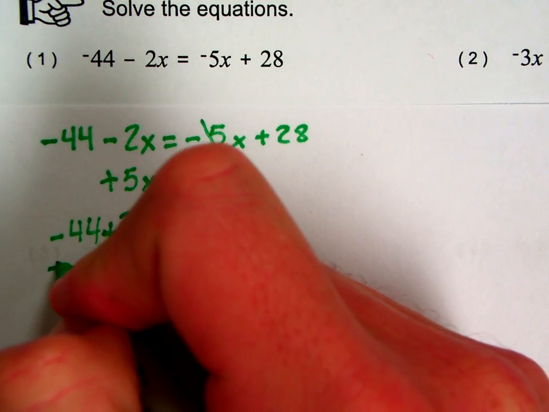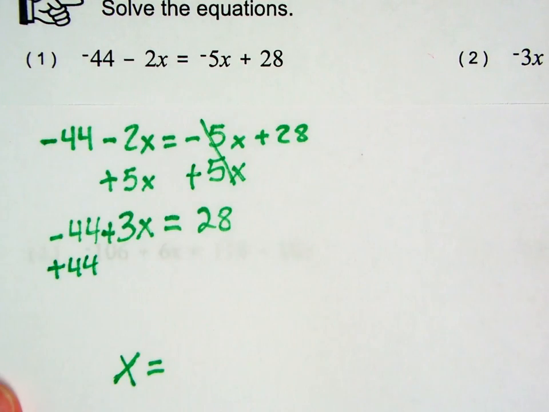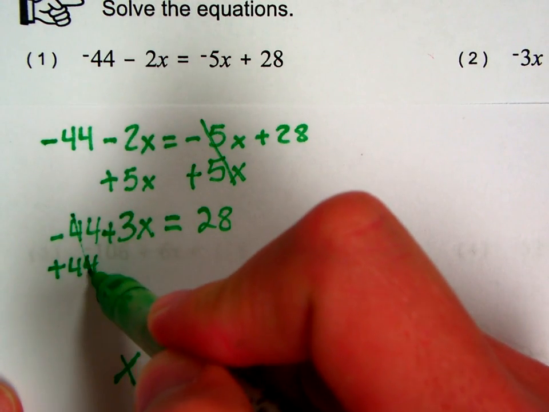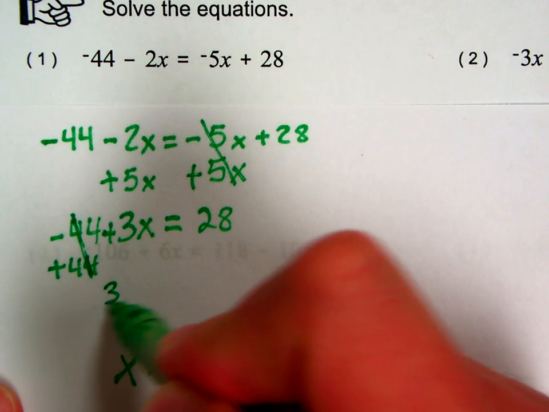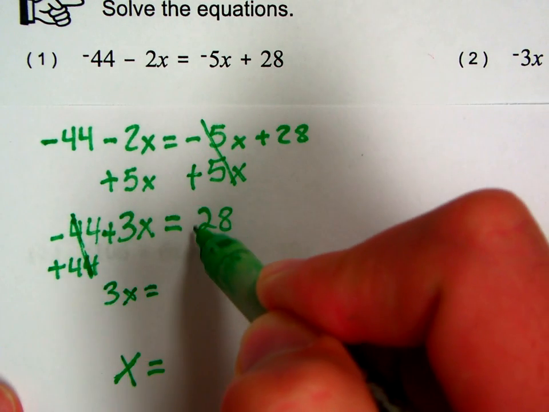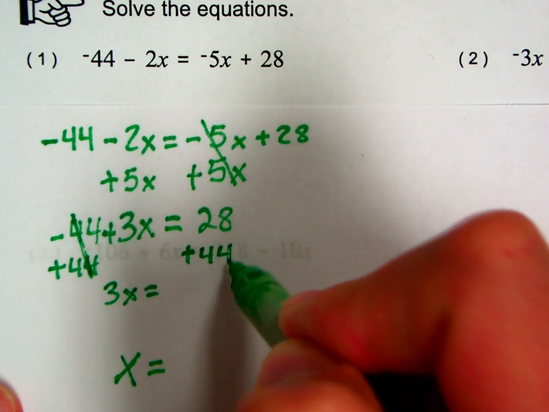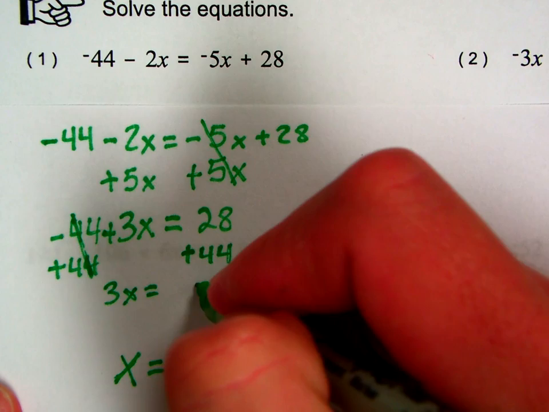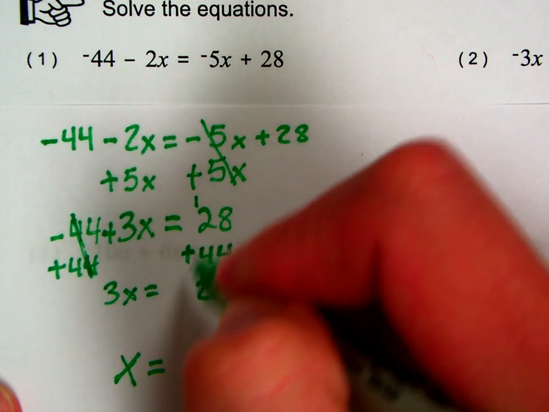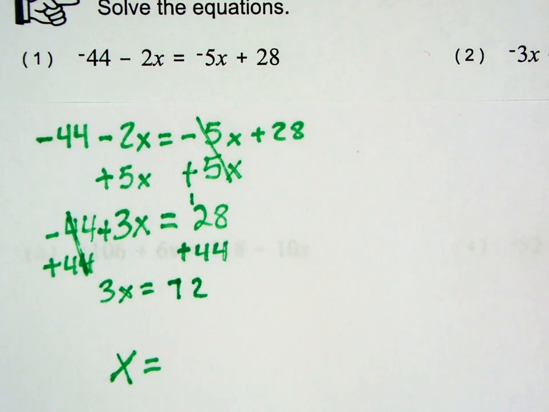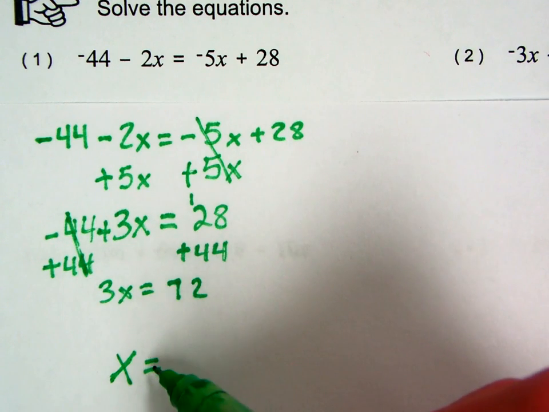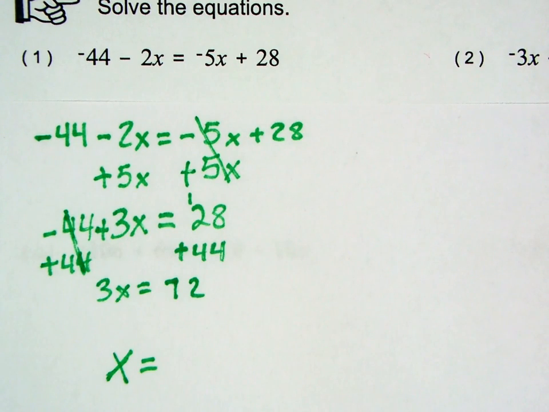I'm going to add 44 to this side because that is the opposite of negative 44. That will cancel that out, making that 0 and leave me with 3x on the left. If I add 44 to this side, 44 to that side, that's going to be 8 plus 4 is 12, carry the 1, 2 plus 4 is 6, so that's going to be 72. And so now I have a variable on the left attached to a coefficient and a constant on the right. This is looking more and more like my finished product each step that we take.